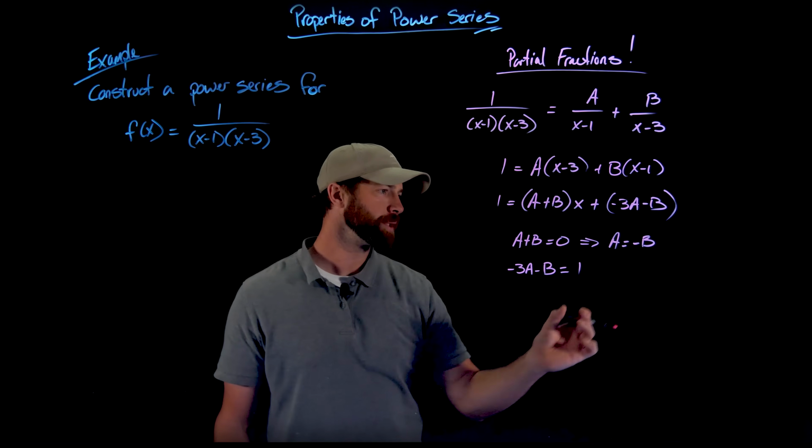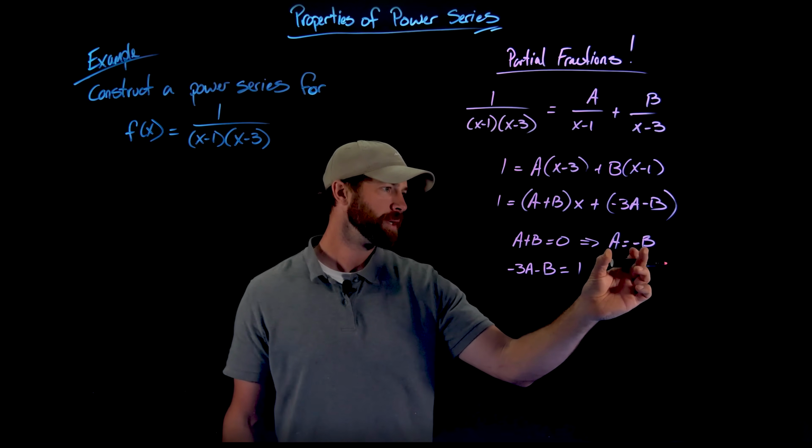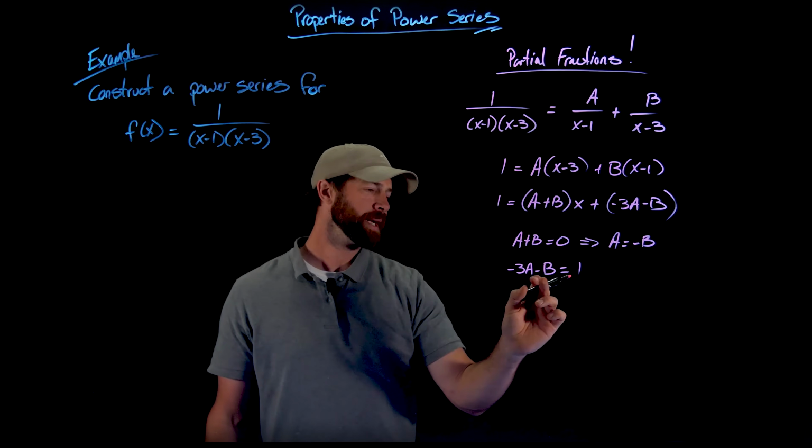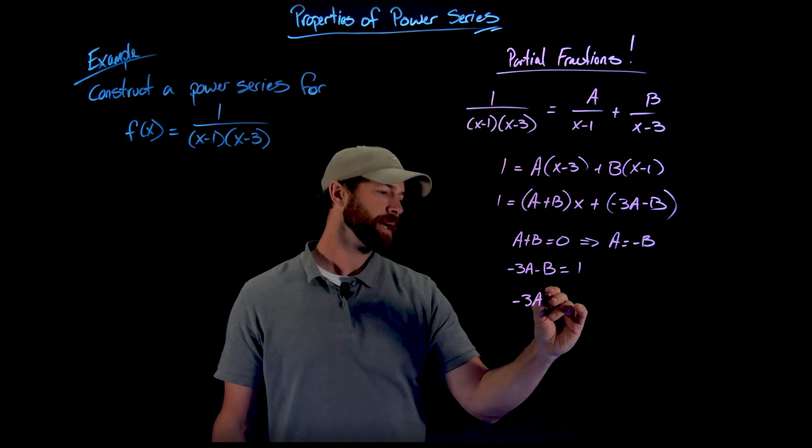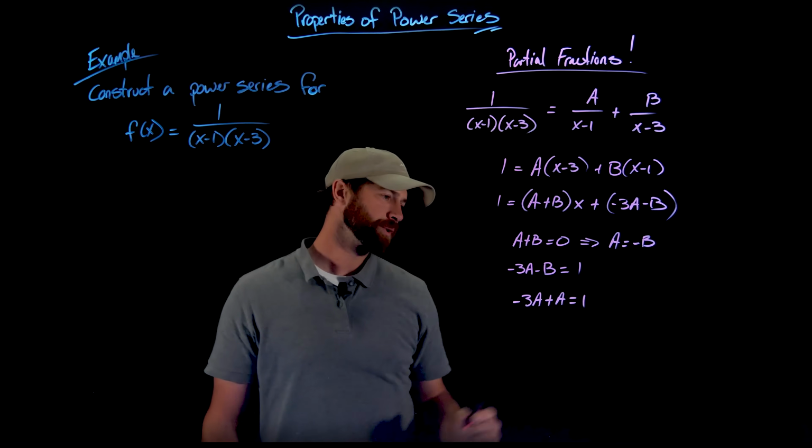And then what I'm going to do is make this substitution here. So negative b is a. Well, that's perfect. So I'm just going to write that. Now this becomes negative 3a plus a equals 1.